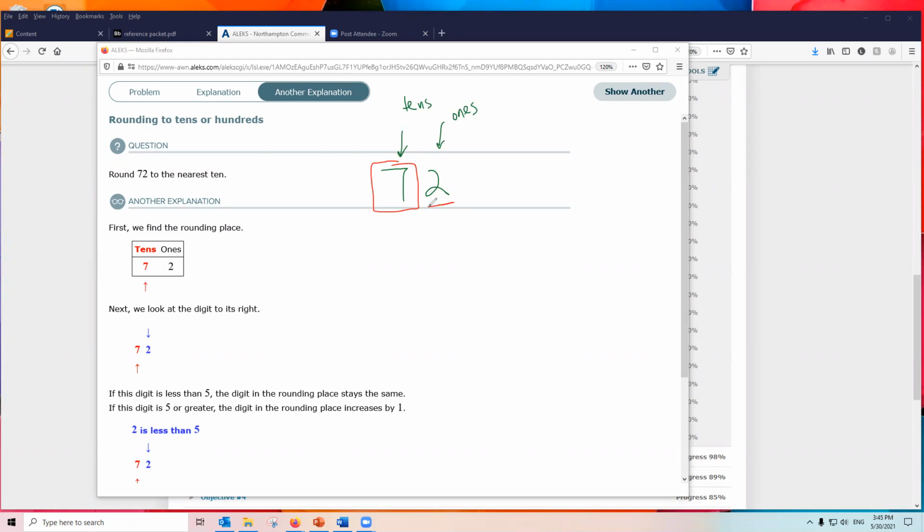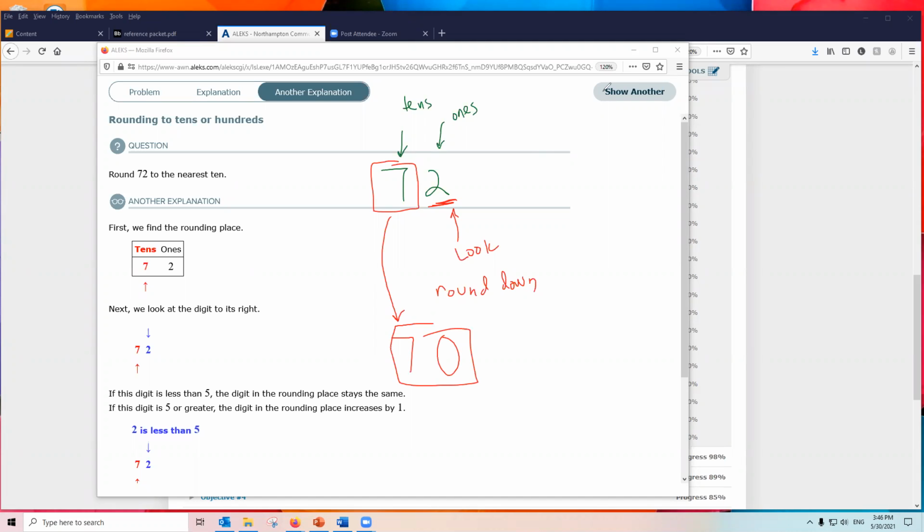To make my decision, I've got to look over to the right. And I'm seeing number 2. Well, if that number to the right is 4 or lower, you round down. But round down means leave the 7 as is and make all the digits to the right zeros. So this answer is going to be 70.